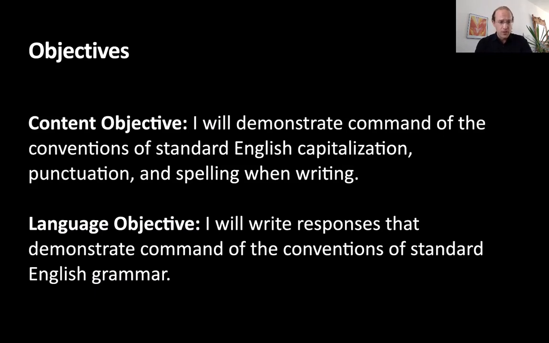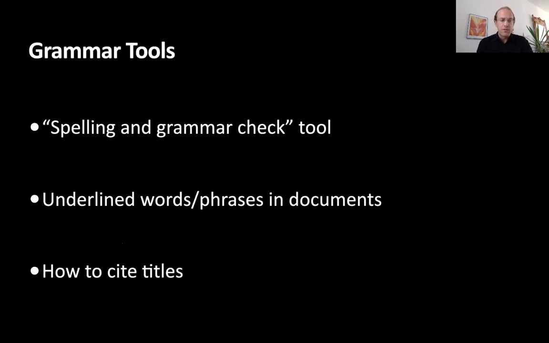And in doing so, we are going to learn about 3 grammar tools that we have at our disposal. The first one is the spelling and grammar check tool, which I'm sure many of you are already familiar with. The second one is underlined words and phrases in documents. Well, what are those underlined words and phrases? What does the underlining mean exactly? And finally, we're going to learn how to properly cite titles of works. So the first 2 are actually going to go hand in hand.